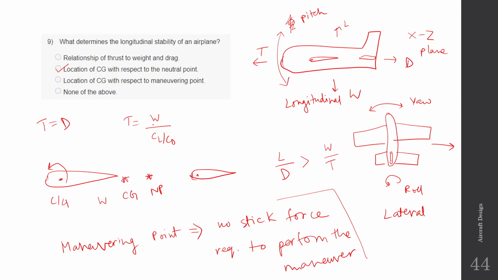So in this way, this is somewhat connected to the longitudinal stability of the aircraft. But when the question is asked in a generic way, we usually consider that the aircraft is not performing a maneuver, but is in a stable configuration. So in that context, the second option is more correct, that is, the location of CG with respect to the neutral point.